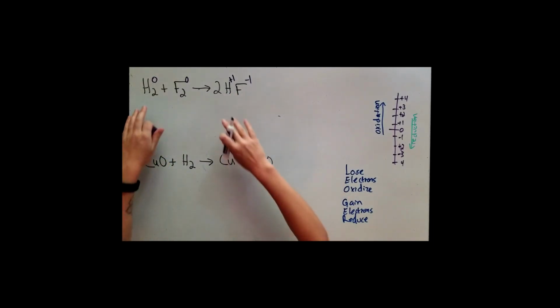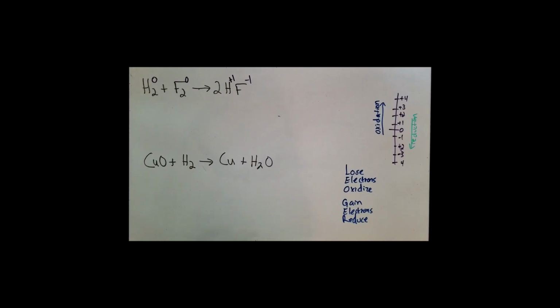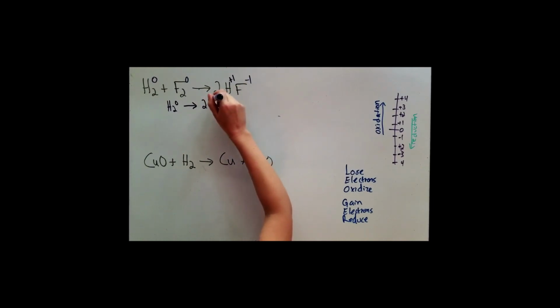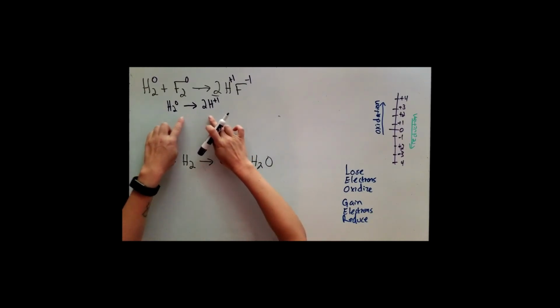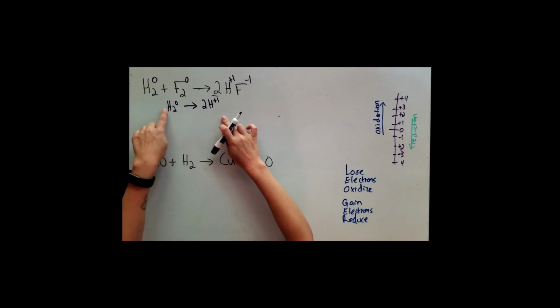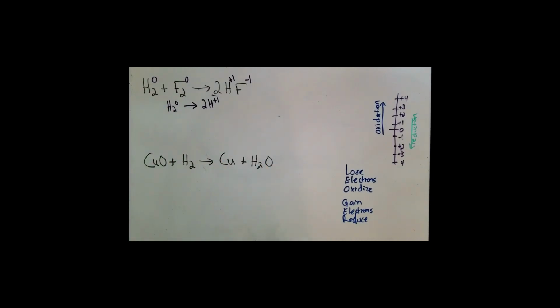So, now I'm going to write some half reactions showing how each element is changing from the reactant side to the product side. I'm going to start with hydrogen. So I have hydrogen, neutral, on the reactant side. It forms 2H+. Why am I saying 2? Because of this coefficient right here. That's saying I have 2 hydrogens and I have 2 fluorines. Which makes sense. In order for this to be balanced, I need 2 here because there are 2 hydrogens on the reactant side as well.